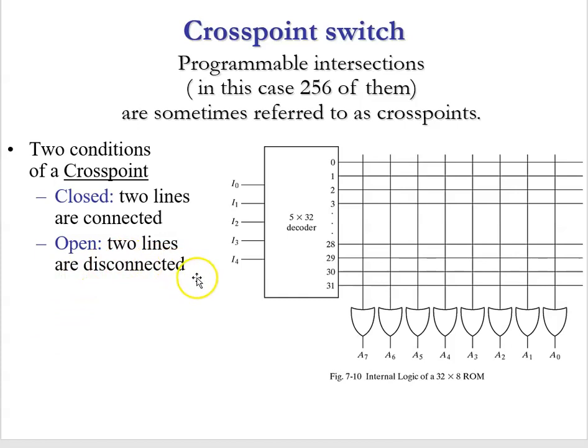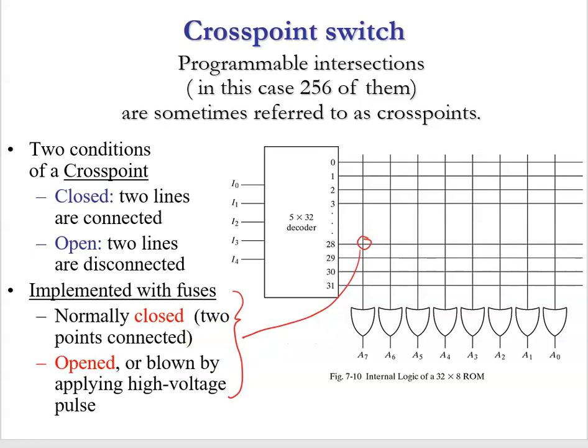So the two conditions of this cross-point switch: closed means the two lines are connected, open means the two lines are disconnected. So this shows right here, it shows no X's here, so it shows as though all the inputs are disconnected. But each of these points here, each of these intersections, the point can be open or the point can be closed. It's normally closed, so the 2 points are connected. It's opened or blown by applying a high voltage pulse.